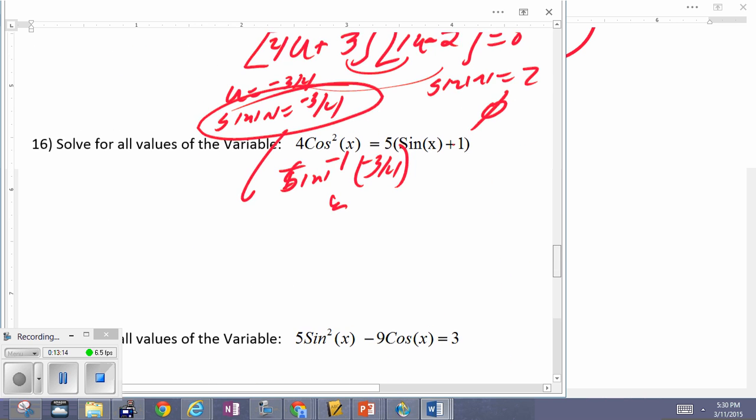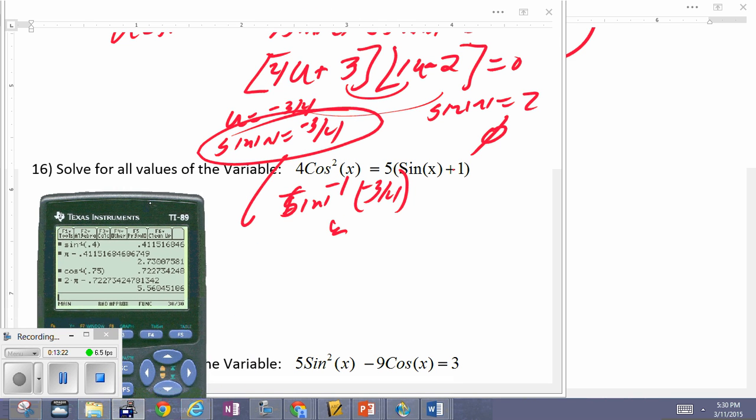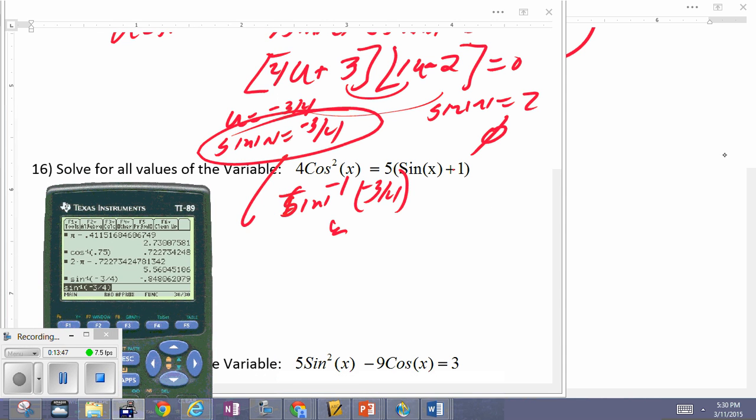Let's just see what that gives us. So the sine inverse of negative 3/4, sine inverse of negative 3/4, is negative 0.84, negative 0.84. All right, and so that will give us the one value, and we can use that to find the other value.